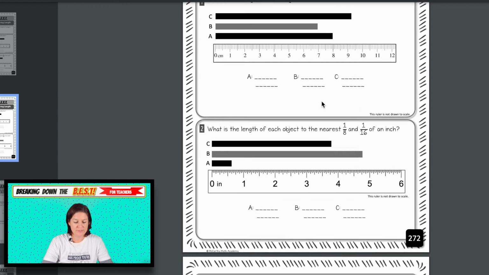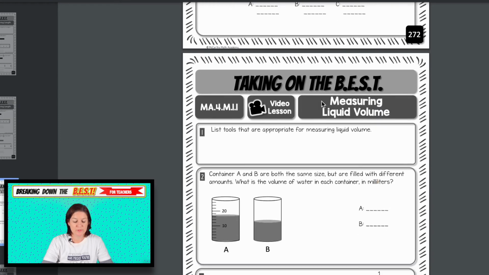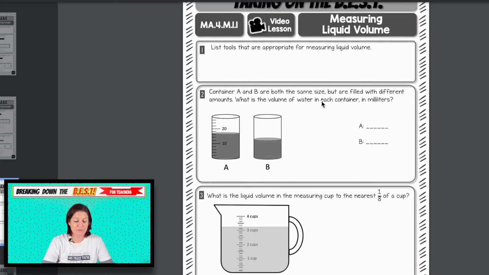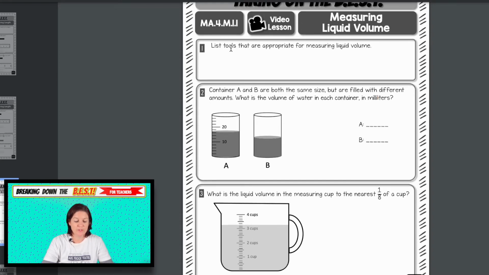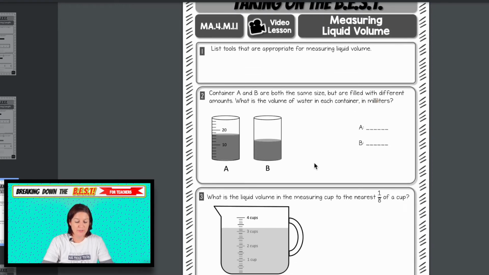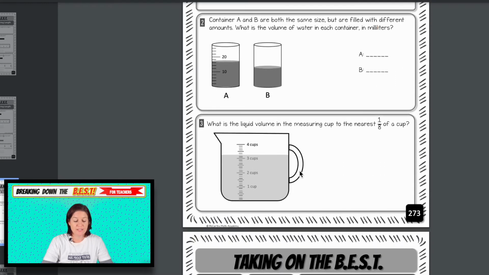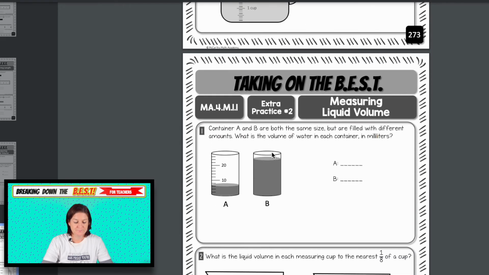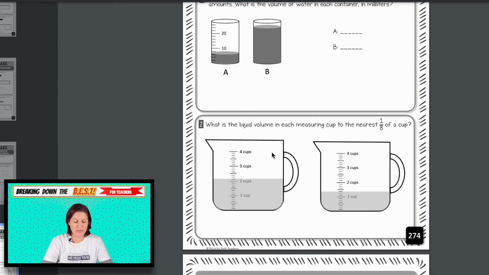After the video lesson, students can practice on their own with a similar type of problem using the notes that they've already written. Then we have another video lesson on measuring liquid volume. So what tools are appropriate for measuring liquid volume? We go over that. We go over a type of question like this. We go over measuring the liquid volume in this measuring cup to the nearest 1/8 of a cup. And then some extra practice.